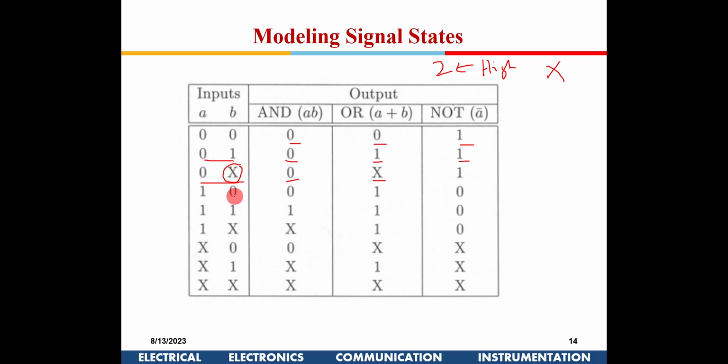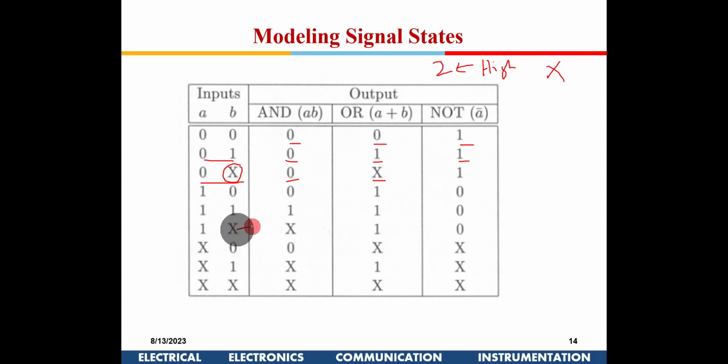So 1 0 is not an issue. 0 1, 0 0, 1 1 is not an issue. Now 1 X, for an AND gate. Now this is again not known, right? So the output could be 0 or 1 depending on the value of X. So I write an X out here. So X 0 is 0, right?